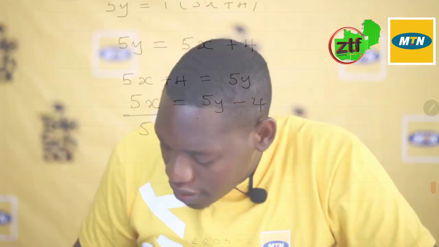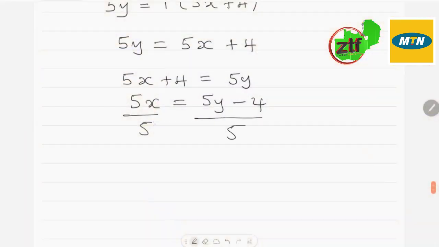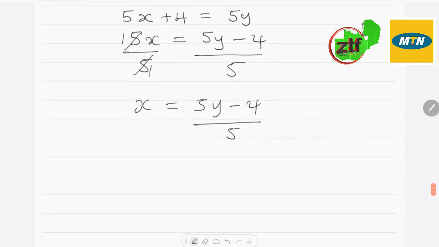Then I will multiply, because my focus here is to make x the subject of the formula. So I will multiply both sides by the multiplicative inverse of positive 5, which is as good as dividing both sides by 5. So when I divide both sides by positive 5, 5 into 5 is 1, and 5 into 5 is 1. So I'll get x is equal to 5y minus 4 over 5.